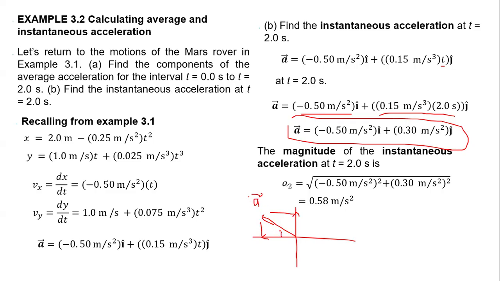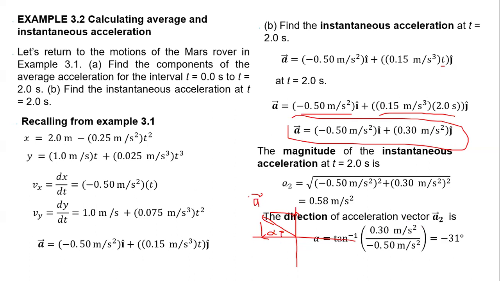If I want to find this angle, for example alpha, this is north of west. The opposite side is the AY, and the adjacent side is the AX. So our direction is negative 31 degrees, meaning we can say that it is 31 degrees north of west.